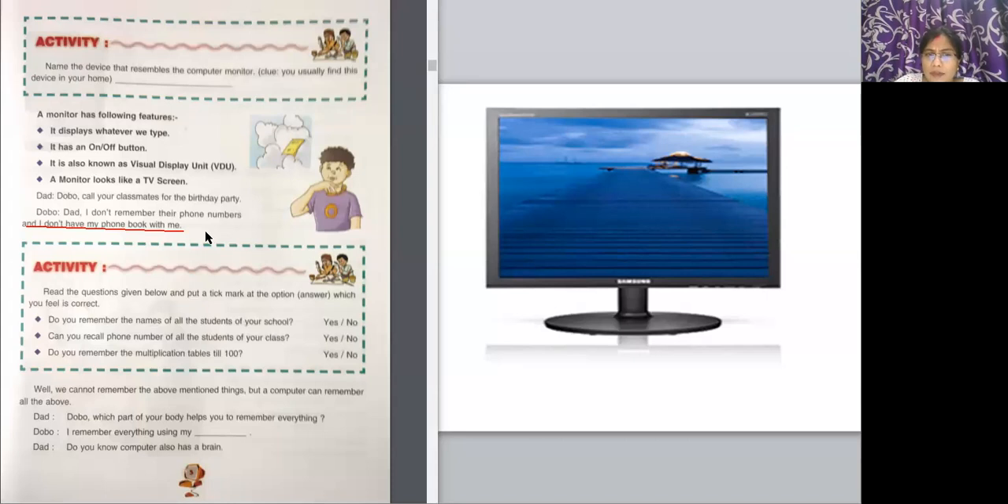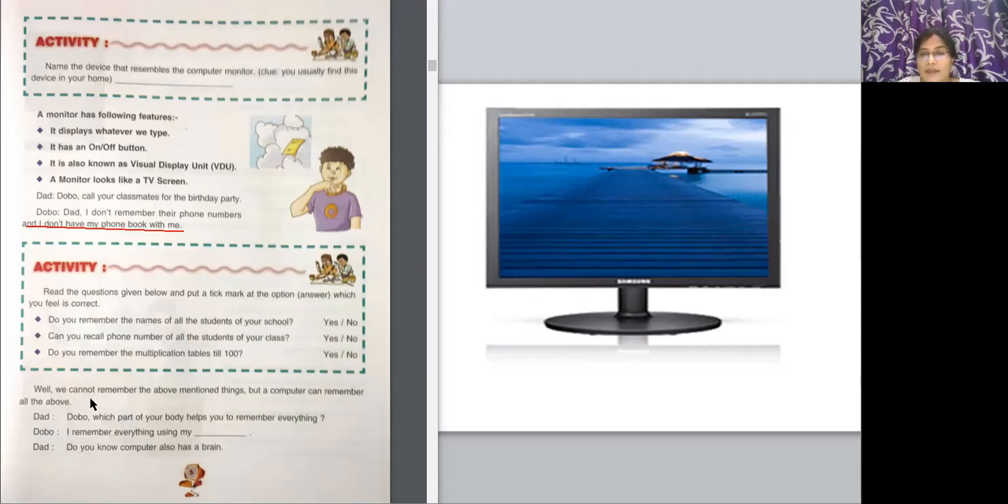Do you remember the names of all the students in your school? So many students must be studying in your school, your lower standard students, your highest class students. Do you remember everybody's name? Can you recall any 10 friends' phone numbers, or at least one friend's phone number these days? No, right? Do you remember the multiplication table till 20 even? No, right? We don't remember that. But children, whatever information you feed into the computer system, it remembers always until and unless you delete it.